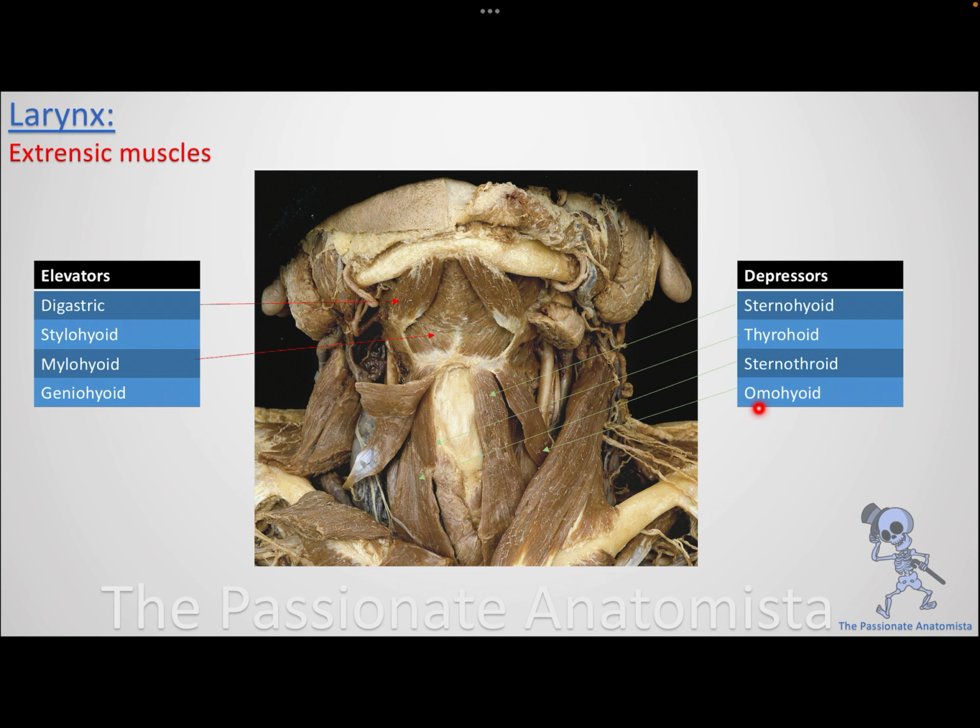And the last one is omohyoid, and this is the one that moves laterally. It goes to the shoulder. It's connected by a tendon to one of the bones of the shoulder, and omo means shoulder in Latin. So the omohyoid is also one of the depressors of the larynx.